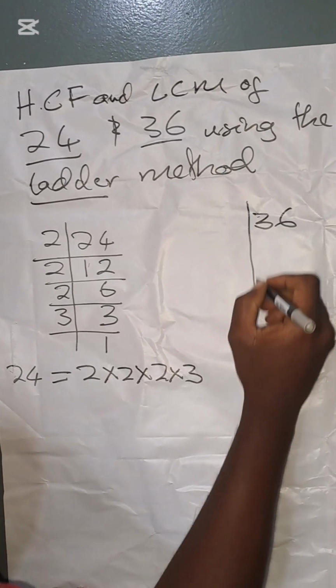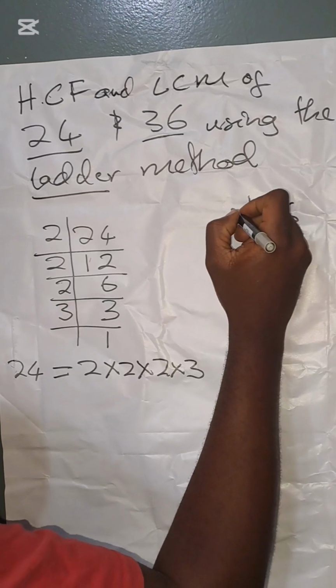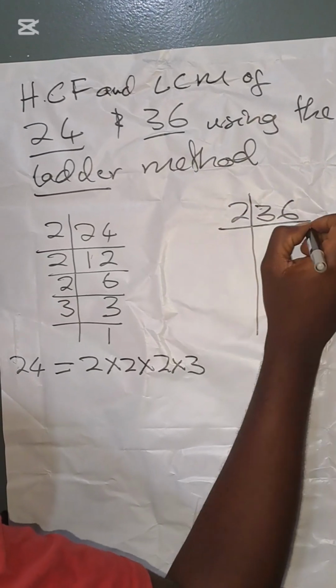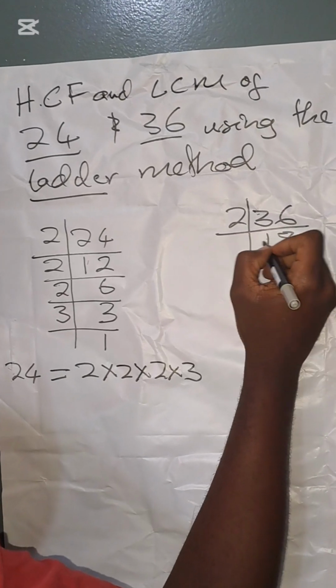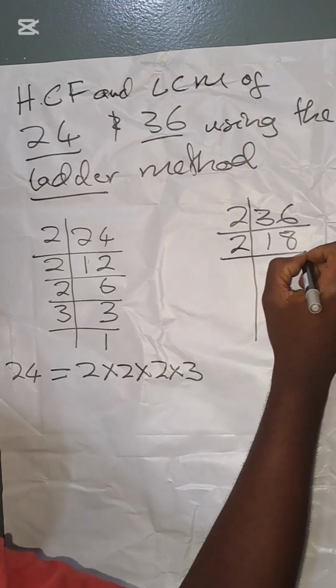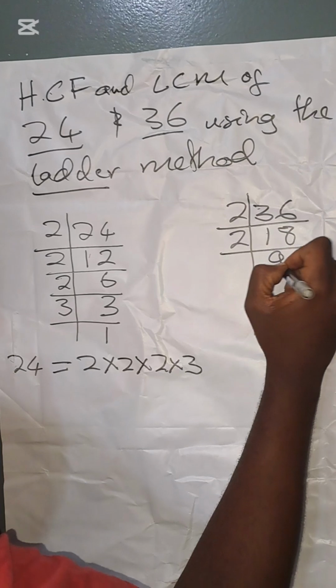Okay, I'll do the same thing. Divide 36 by the smallest prime factor, which is a 2. The result will give me an 18. I'll think of a prime factor again, which is a 2. I'll divide 18 by 2. This will give me a 9.